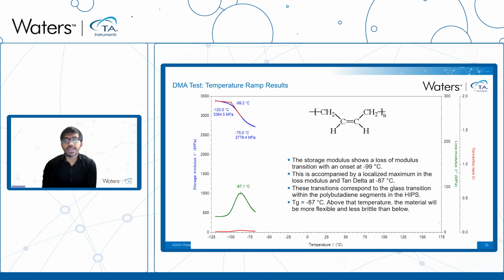When we take a look at the first section, which is our lower temperature range, we can see the storage modulus showed a stepped reduction with an onset at around negative 99 degrees Celsius, which is accompanied by a localized maximum in the loss modulus at around negative 87 degrees Celsius. These responses correspond to the glass transition within the polybutadiene segment in the HIPS material. A glass transition temperature of negative 87 degrees Celsius was identified according to the convention of the maxima in loss modulus. And above that temperature, the material is more flexible and less brittle.